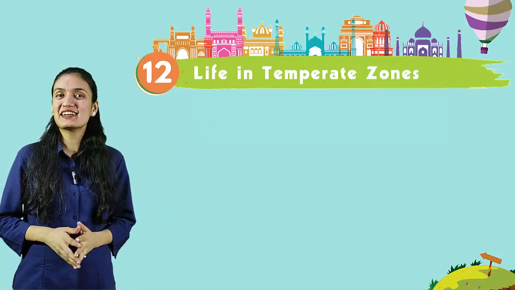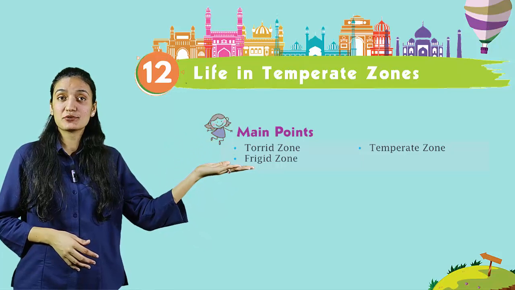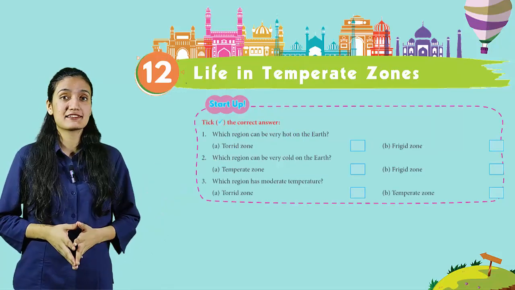Today we are going to start with chapter 12, that is Life in the Temperate Zone. And the main points are torrid zone, temperate zone and frigid zones. So class, let's start. Pick the correct answers.